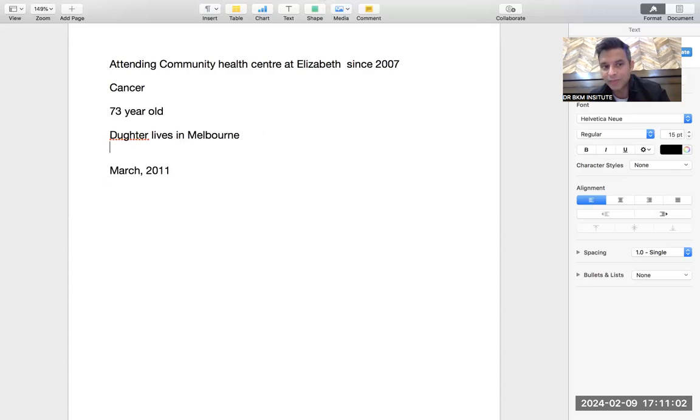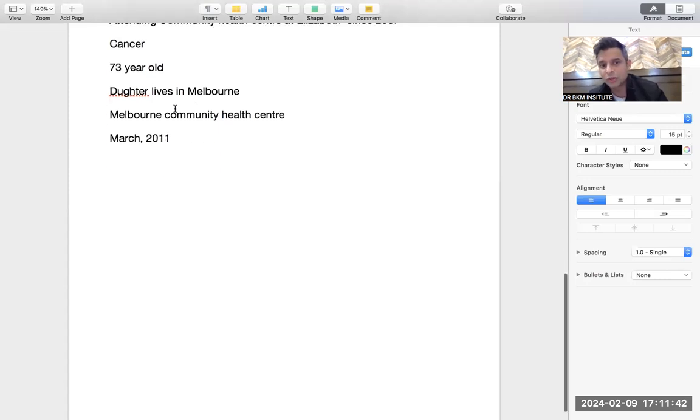When he is moving to Melbourne, obviously he will go to a new community health center. When patients are in their old age, they need community health centers. They go there to spend time and take medications. In foreign countries, we have community health centers to take care of patients who are old or mentally sick. When the patient was living in Elizabeth with his wife, he was comfortable and coming to Elizabeth Center, but now that he is moving to Melbourne, he will be attending Melbourne Community Center.